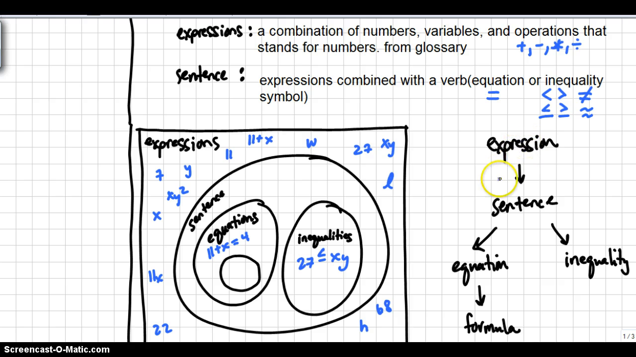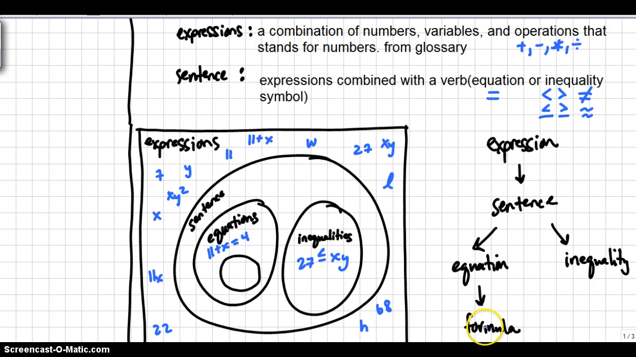You can see from the picture here the hierarchy between all these different words. Expressions are the overarching idea. Sentences are created from expressions. There are 2 types of sentences, equations and inequalities.